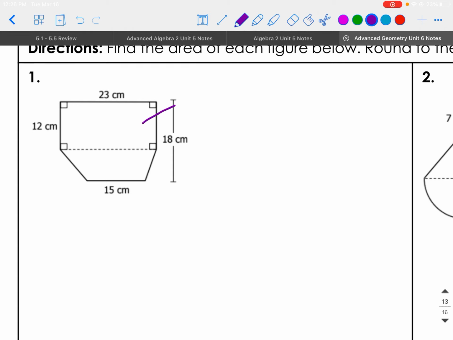So for the rectangle, let's do area. I'll just do it typically to show the difference. I'll just say the big A means area. The little r just means rectangle. Okay. So this would be area is length times width. So 23 times 12. That's 276.